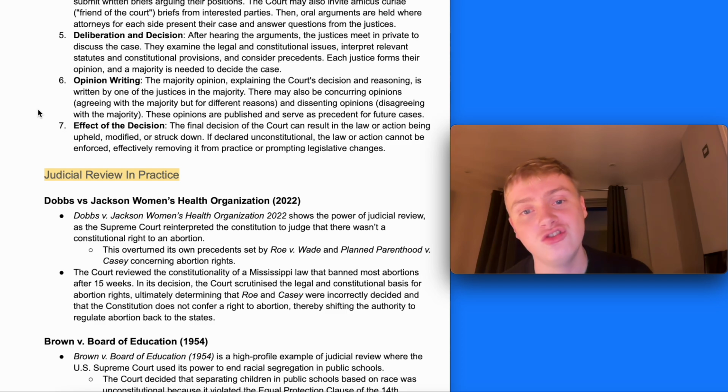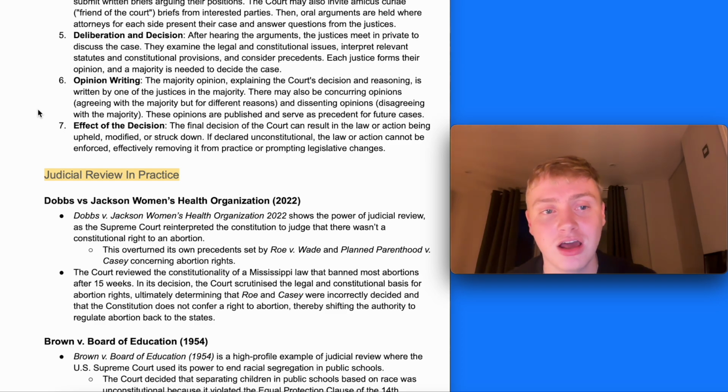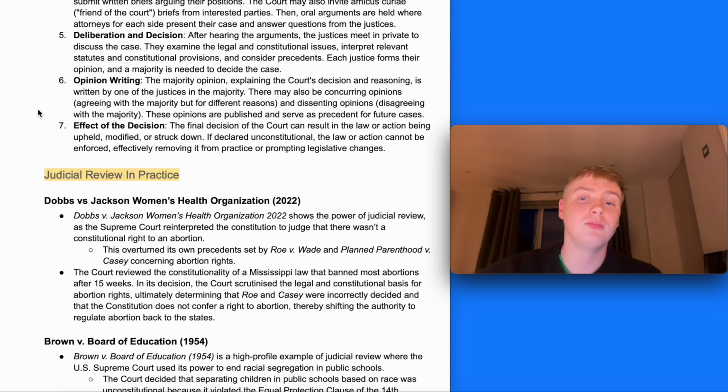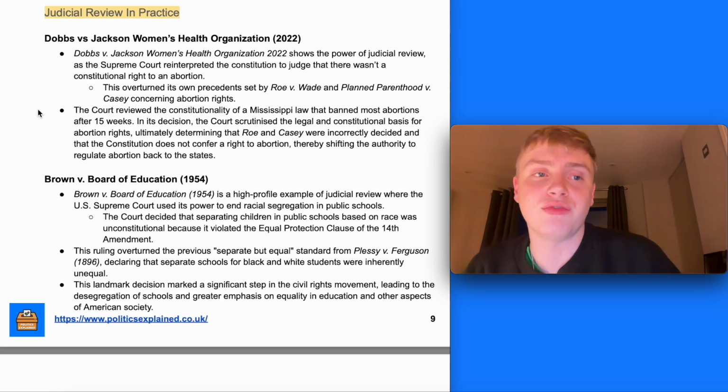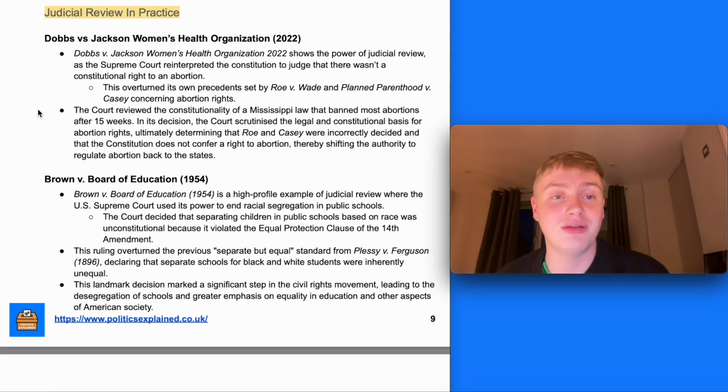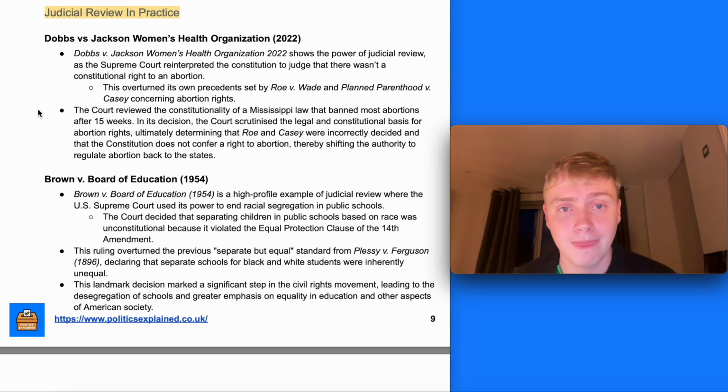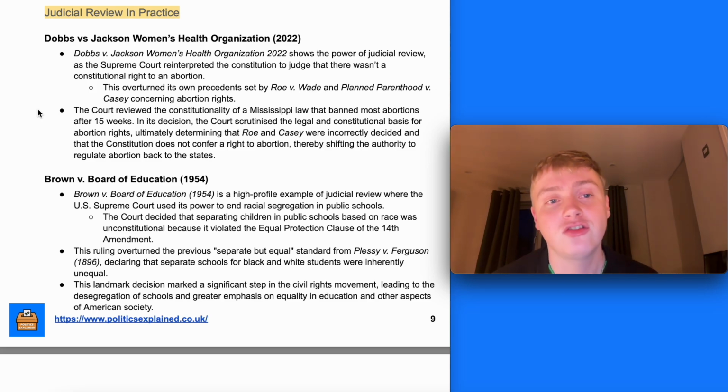If declared unconstitutional, the law or action cannot be enforced, effectively removing it from practice, removing it from the statute book, and prompting legislative changes. In terms of judicial review in practice, the first key and really important recent example is Dobbs versus Jackson Women's Health Organization in 2022, which shows the power of judicial review, as the Supreme Court reinterpreted the Constitution to judge that there wasn't a constitutional right to an abortion.